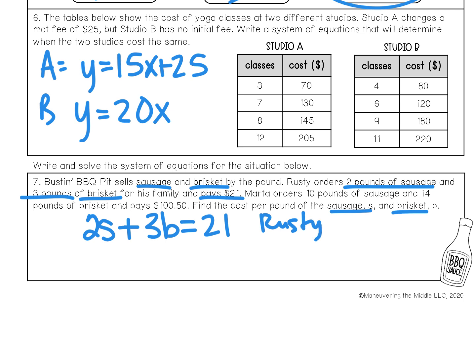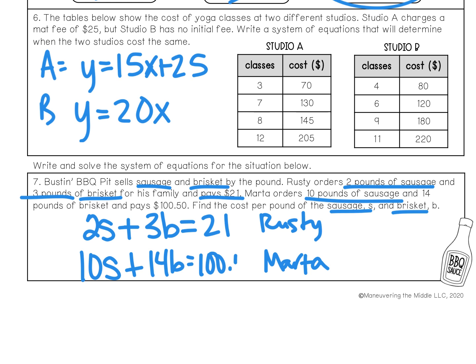And then we have Marta. So for Marta, she's going to order 10 pounds of sausage, so 10S. And she's going to order 14 pounds of brisket. She's paying way more, $100.50.